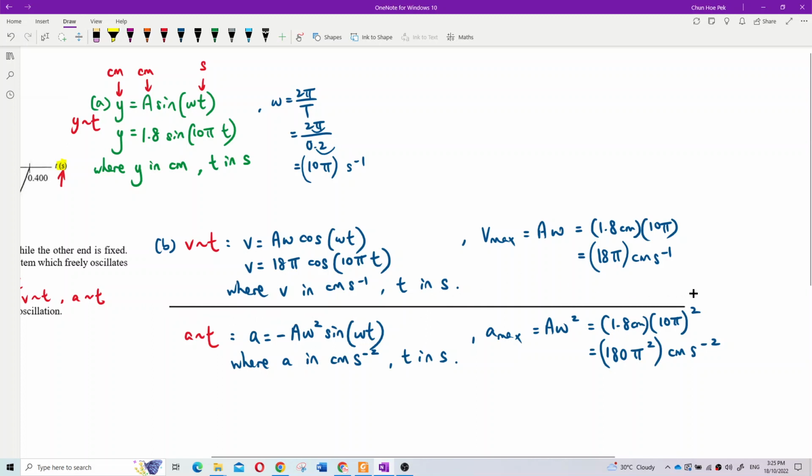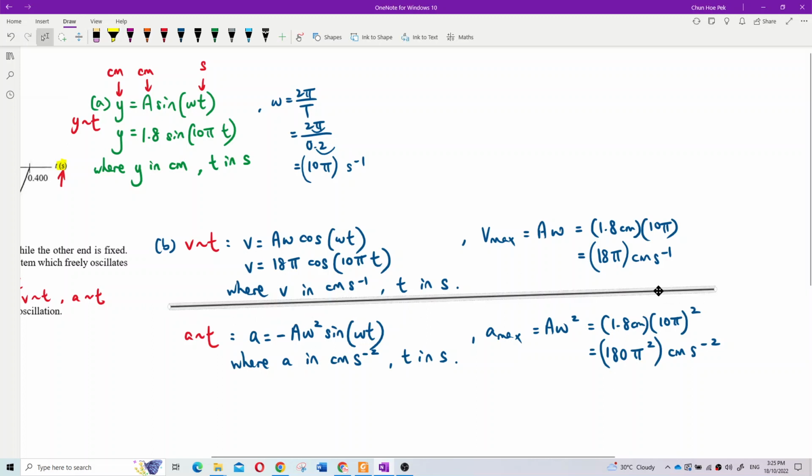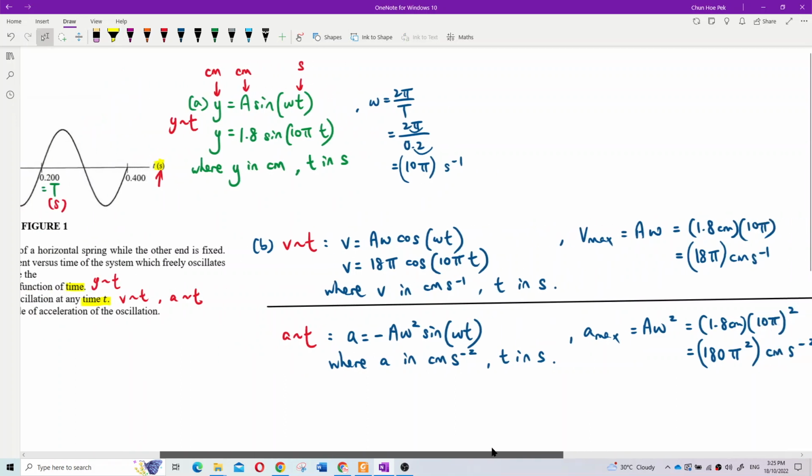Let me write a line to cross. What is this? Okay, understand? Understood? Class, understood? Can do? Can, right? Too boring, right? Because you understand already, right? Okay, good.